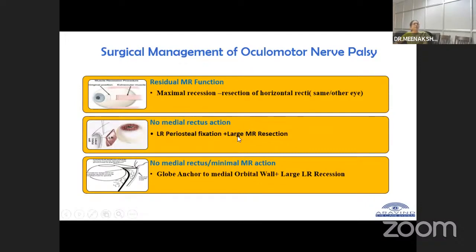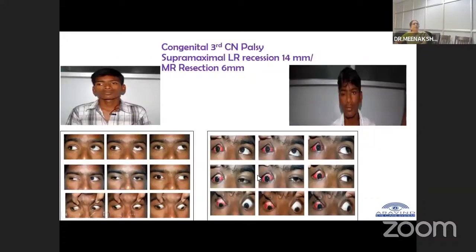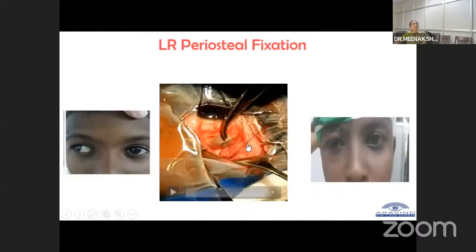If there is no medial rectus action, then you can go for a lateral periosteal orbital fixation or globe anchoring to the medial orbital wall. Here we are showing a photo of a congenital third nerve palsy where we have done a supramaximal lateral rectus resection of 14 millimeters along with the medial rectus resection, and the eye is almost straight. So even with a simple procedure, we can get away with it.